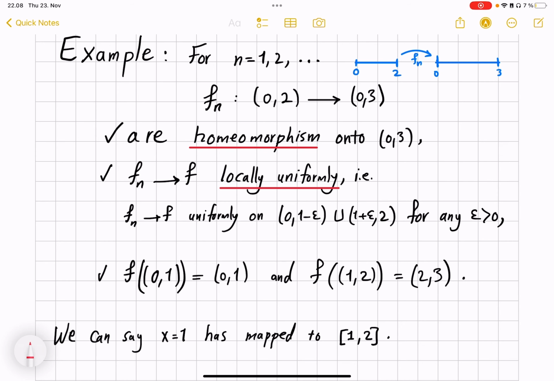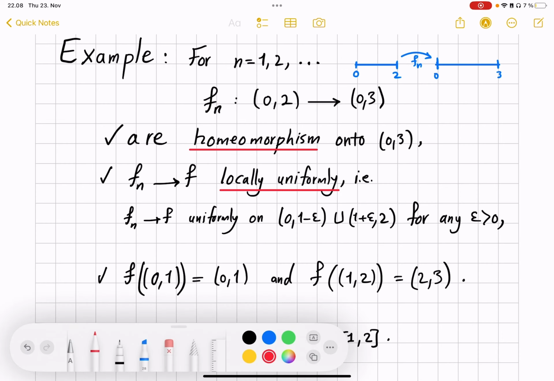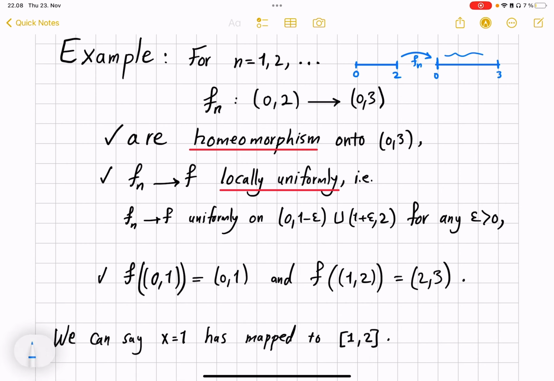I'm going to show you some Desmos pictures illustrating these functions. They're very explicit and easy to make. But here's the thing. Each f_n in my blue picture here maps the segment 0, 2 onto the segment 0, 3. So each f_n is surjective and covers this whole segment. So the point 1 maps to somewhere, right? Actually, every time under f_n, that will map to 2. f_n of 1 will be 2 for each n.